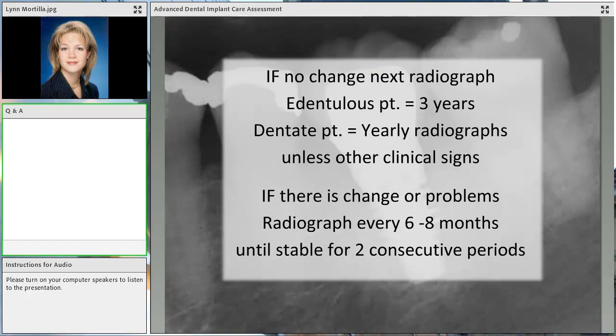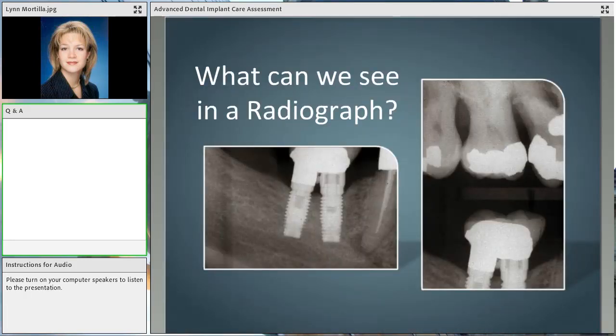And if you see no changes, no probing changes, no bone changes other than maybe a millimeter, and the patient is completely edentulous, you can wait 3 years to take another radiograph. If the patient does have teeth, you want to take yearly radiographs, unless you see other clinical signs, symptoms, or problems, in which case you're going to make sure that you radiograph. If there's a problem that you've got to fix, you want to radiograph every 6 to 8 months until you have 2 stable radiograph cycles where there are no problems and you are sure that the problem has been solved. So those are incredibly important parameters to follow to be sure that there's no early signs of problems.